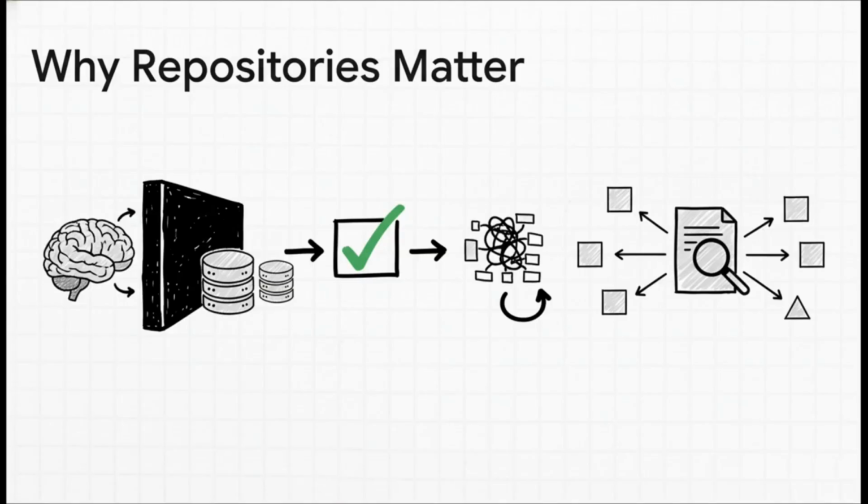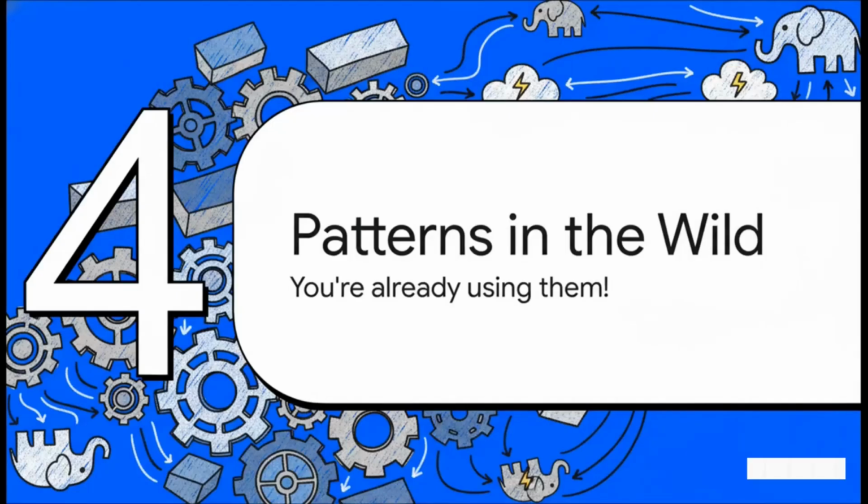That separation is huge. Second, it makes testing a walk in the park because you can just swap out the real repository with a fake one. And third, you can reuse queries all over the place like a find published post method without ever duplicating your database code.